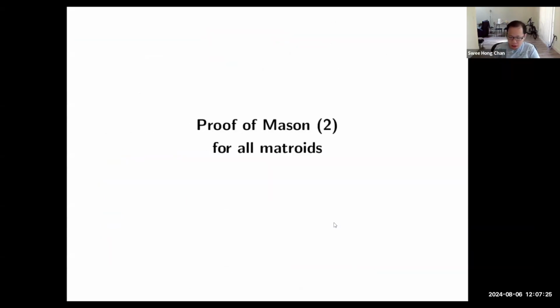And again, on the previous day, we proved Mason 2 for graphical matroids, but actually that proof still works for all matroids. So today, as a quick recap, let me just go through the same proof again, but now we prove it for all matroids rather than just graphical matroids.